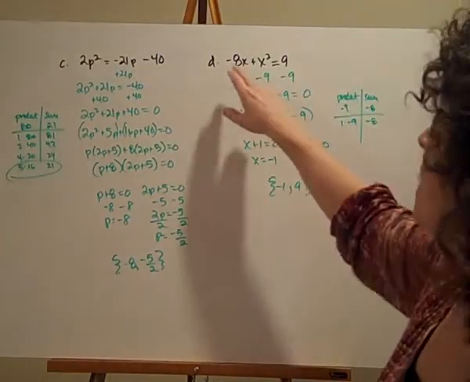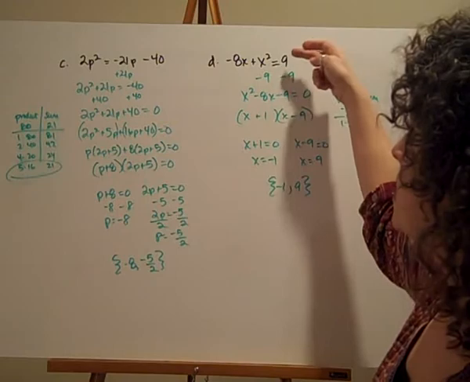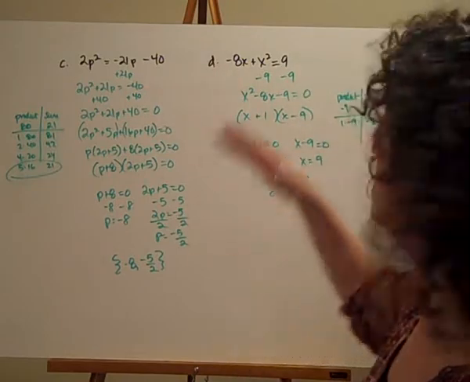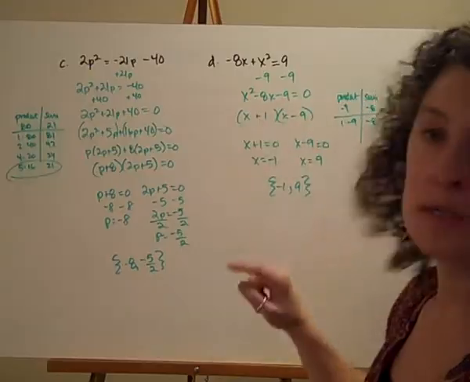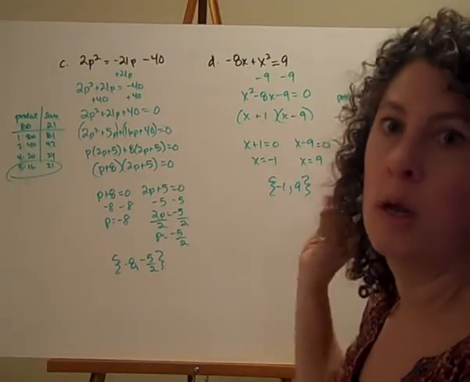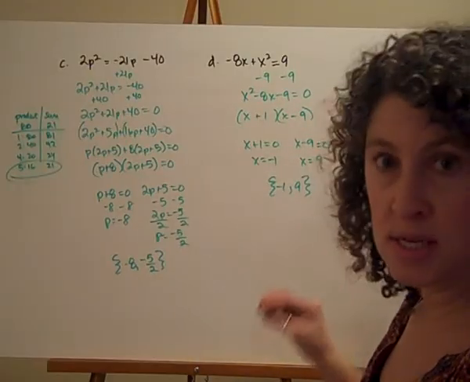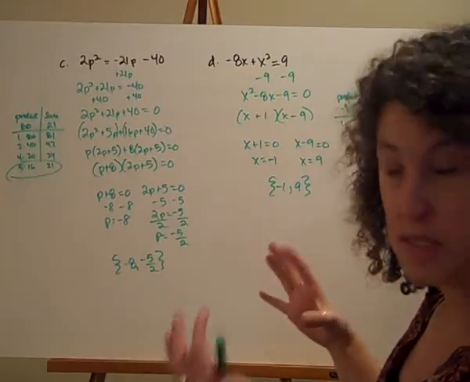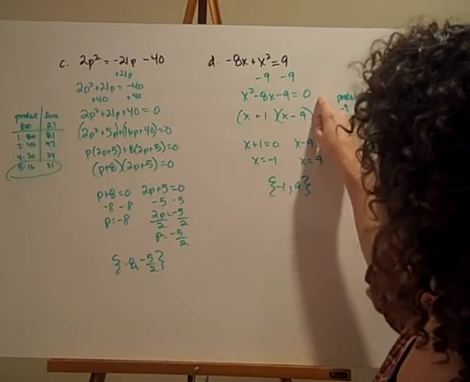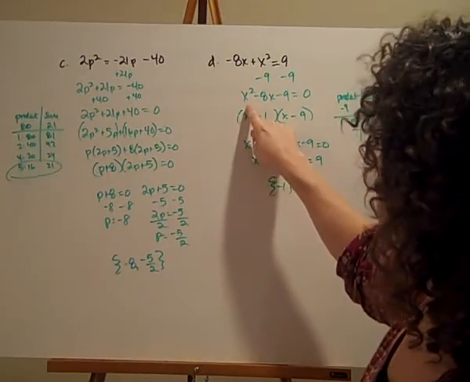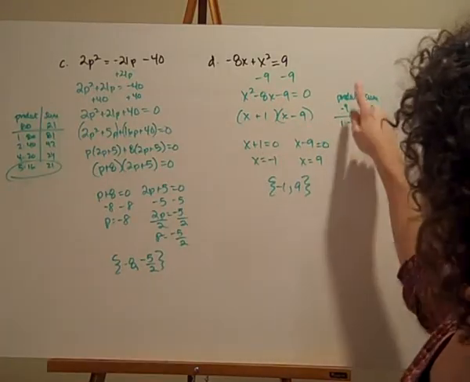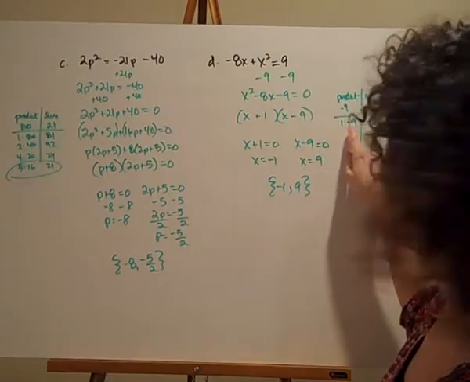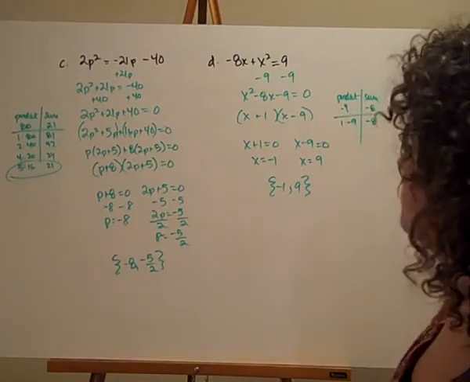Last one, negative 8x plus x squared equals 9. Again, we're going to set this equal to 0, so I subtracted the 9 from each side. When I redid this, I rewrote it in ax squared plus bx plus c notation, so it was in that standard form, equal to 0. So then I realized I needed a product of -9 and a sum of -8. When I broke that down, I came up with 1 and -9. That has a sum of -8.